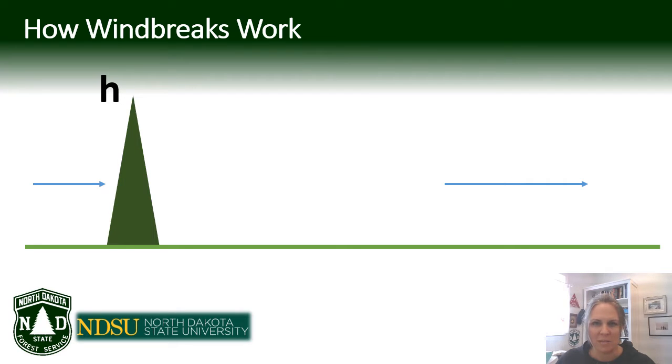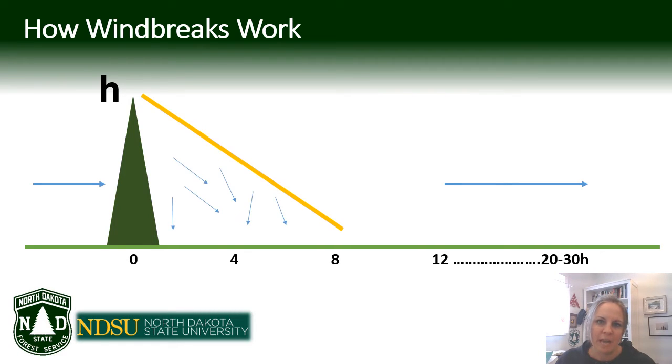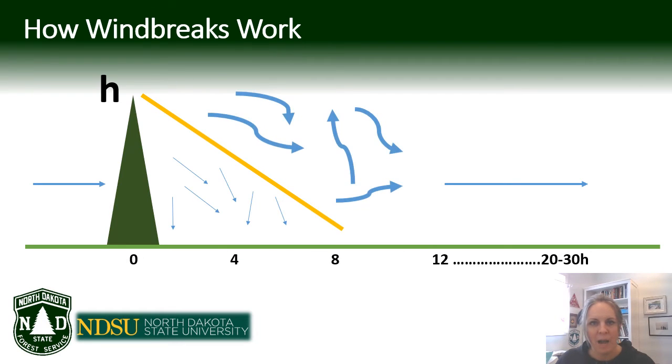Reductions have been measured as far out as 50 times the height of the windbreak, but most reductions occur out to about 20 to 30 times height. There is a triangular quiet zone that extends from near the top of the windbreak to near ground level at about 8 times the height on the leeward side. Above and downwind of this zone is the wake zone.